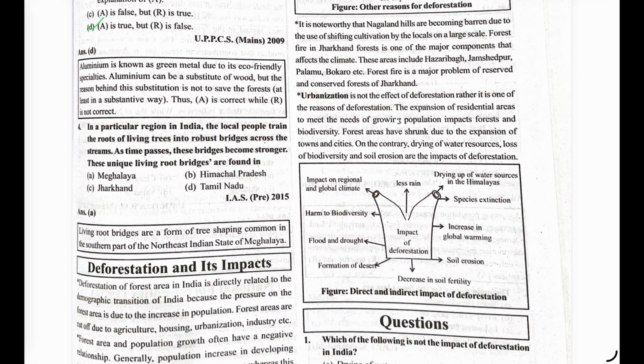These unique living root bridges are found in Meghalaya. What is Meghalaya? Please remember. Suppose there is a tree which has a lot of peripheral roots, and suppose there is a river flowing, and again there is a tree on the other side. Its peripheral roots grow largely, then people tie these two roots, and it becomes a bridge. Over a period of time these roots grow and become stronger. This way a root bridge works.